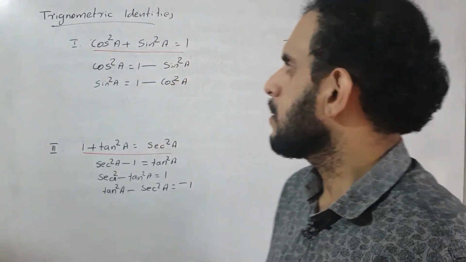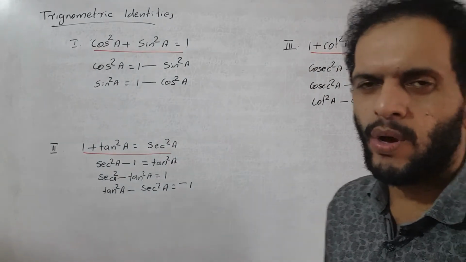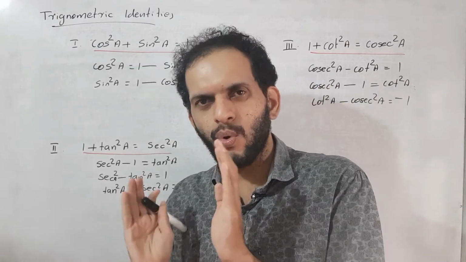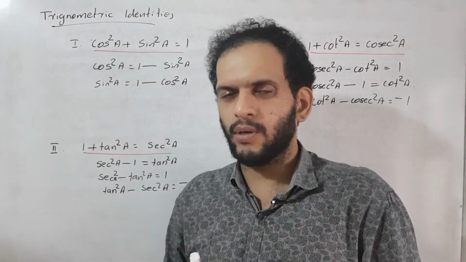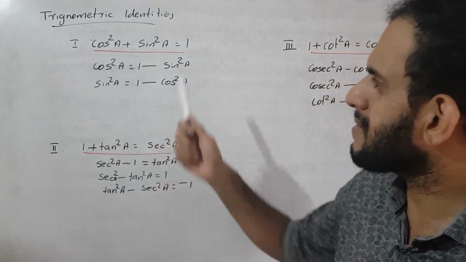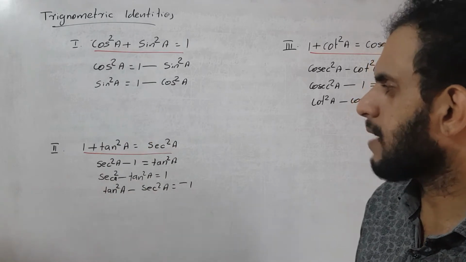First identity: cos square A plus sin square A is equal to 1, or sin square A plus cos square A is equal to 1. From this identity we get two results: 1 minus sin square A is equal to cos square A, and 1 minus cos square A is equal to sin square A.